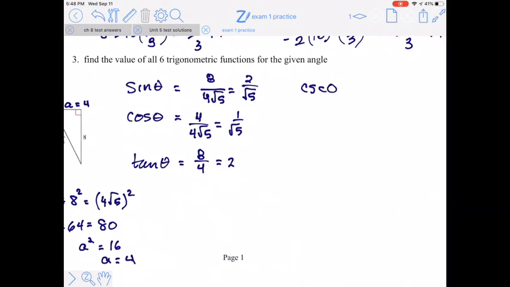Now, cosecant. Now that you have sine, cosine, tangent, the other 3 should be relatively easy to figure out because they're just the reciprocals. Cosecant would be the reciprocal of sine. So square root of 5 over 2. Which one is the reciprocal of cosine? Secant. Yep, secant. Yeah, you're okay writing it as root 5. And if you write it as square root of 5 over 1, that's fine. I'm not going to mark it wrong.